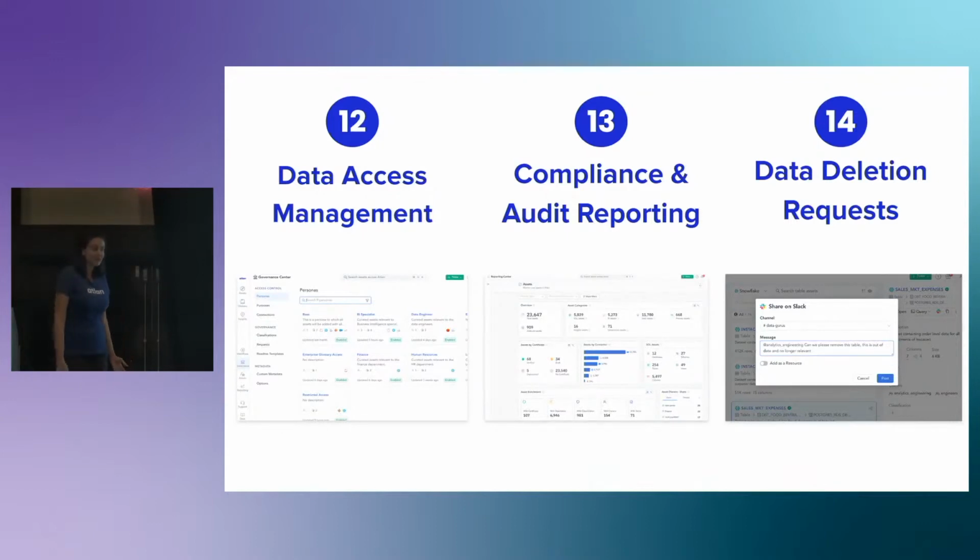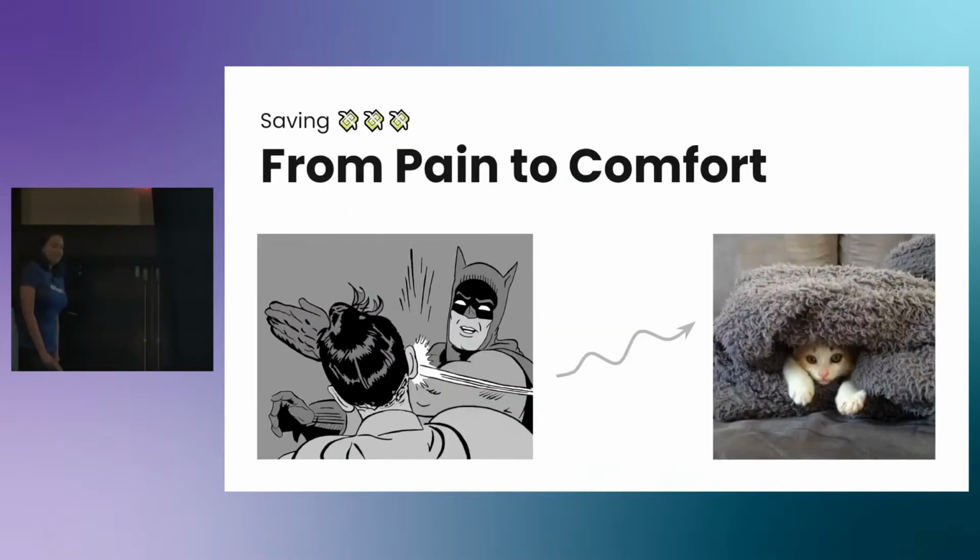Data access management, who accesses data where, compliance and audit reporting, tons of audit requests across your data landscape in some ways. And then data deletion requests. If you have to delete data, like a request that comes from a consumer, how do you actually track across your ecosystem and make sure that it's actually deleted across time?